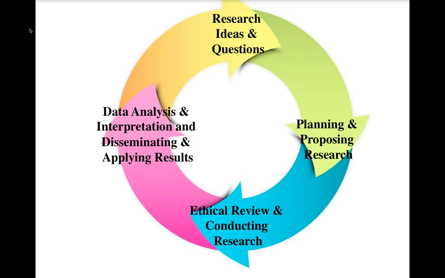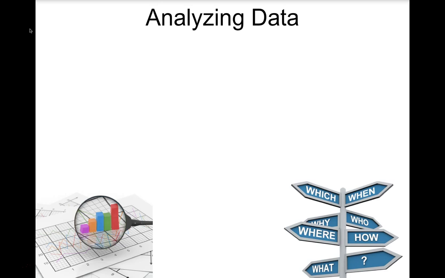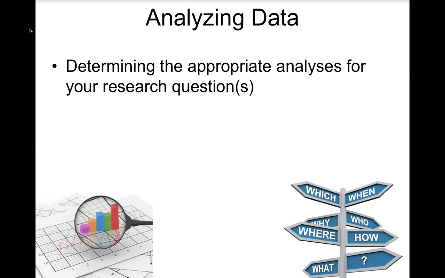And so we have developed our idea, we've planned our research, we've actually conducted it with ongoing ethical approval. And now we need to do this incredibly important step where we analyze and interpret the data and ideally disseminate and apply the results. And again, as I mentioned, this is multiple steps, but we'll include it in one big umbrella for the purposes of our conversation right now. So as we are analyzing the data, for many of the questions that we'll pose, we've determined the appropriate analyses for the research questions prior to this stage.